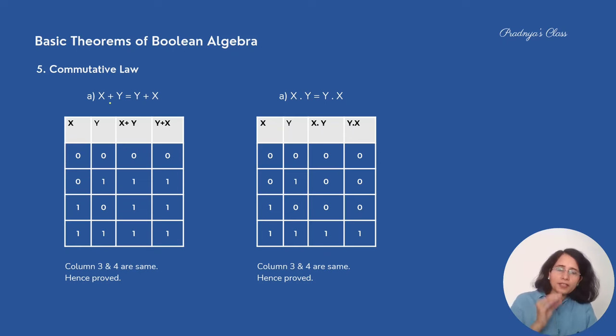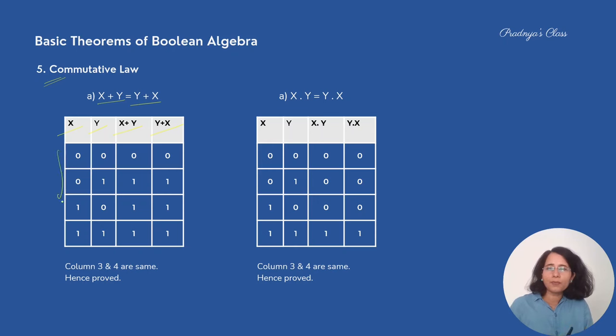The fifth theorem of Boolean algebra is the commutative law. So what it says is x plus y equals y plus x. We have studied this in maths also, in the case of addition and multiplication, we can change the order of the variables. To prove this law, let's take a variable x first, then y, then perform the logical addition on x and y, and then perform the logical addition on y and x.